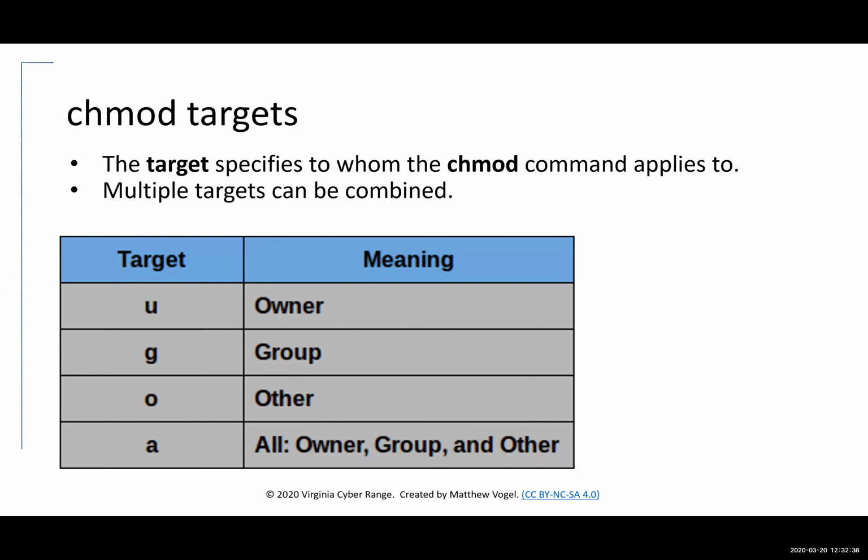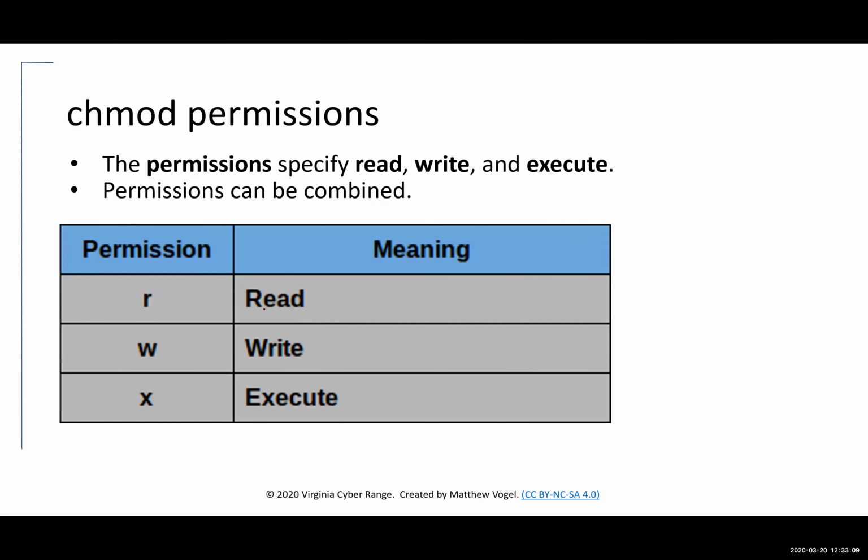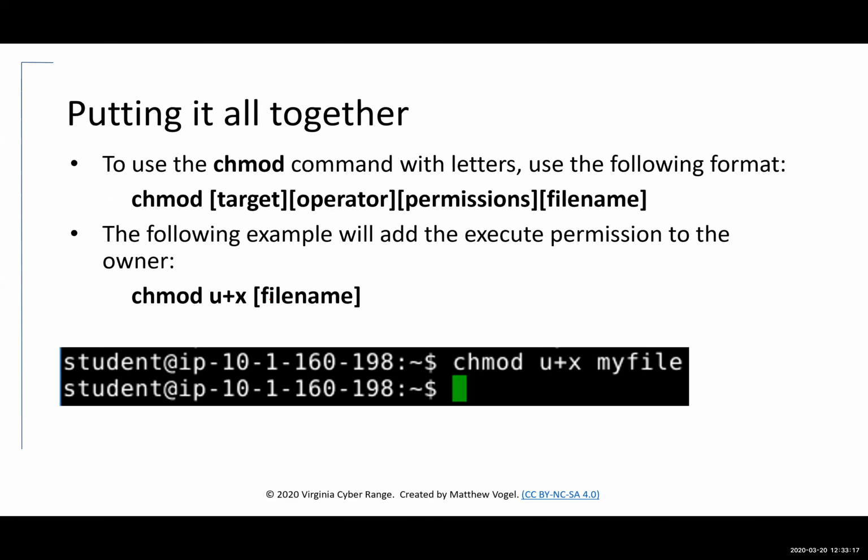So again, chmod targets are whom the command applies to. So it could apply to owner, group, other, or all. So u, g, o, or a. And you should write this down. So pause and write this down. The targets are u, g, o, or a: owner, group, other, or all. The operator, this is simple, right? You're either going to add a permission or you're going to delete a permission. So plus means add the permission, minus means take away the permission. And then you specify the permission, read, write, or execute. So r, w, or x.